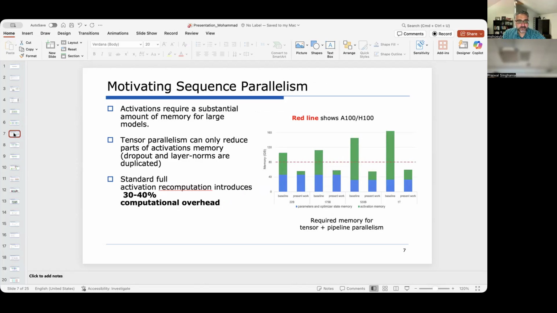Basically, because we have regions that are replicated across different GPUs, we need to store activation functions in those regions as well, and that doesn't get parallelized. So no matter what degree of parallelism you use, those are still going to be serial, and they're going to take a lot of memory. Again, here I'm showing models from 22 billion to 1 trillion. You increase the activation memory, which is the green one.